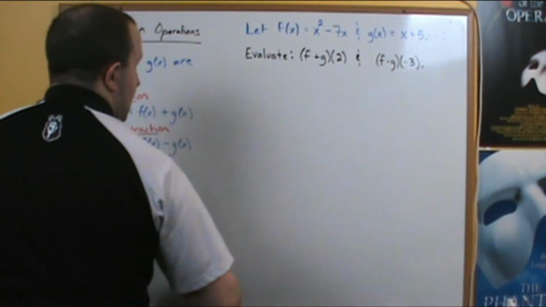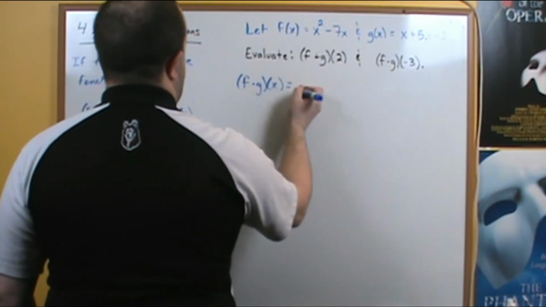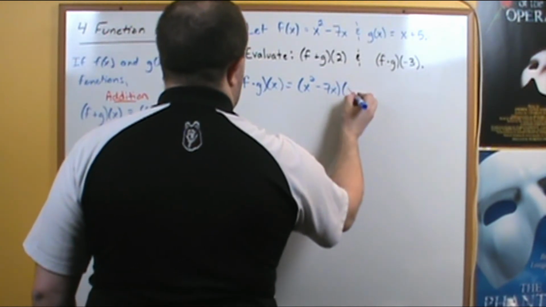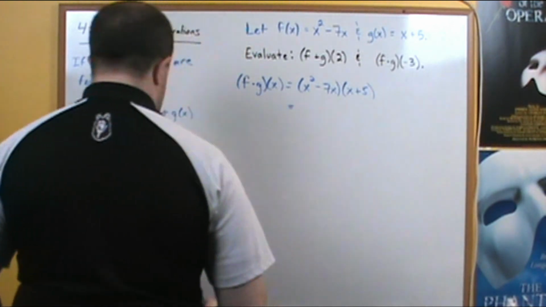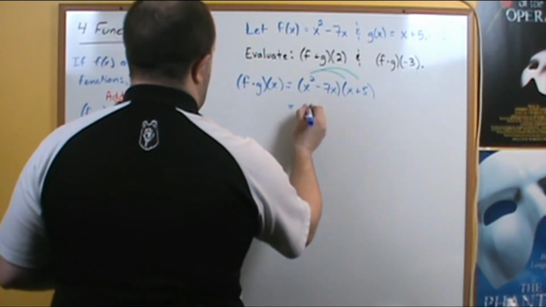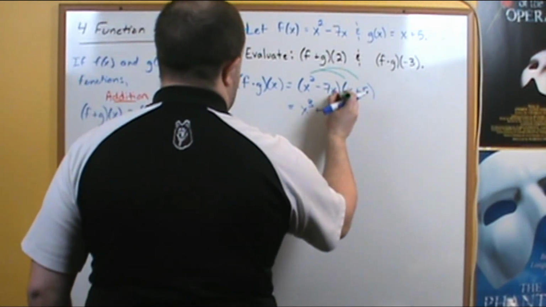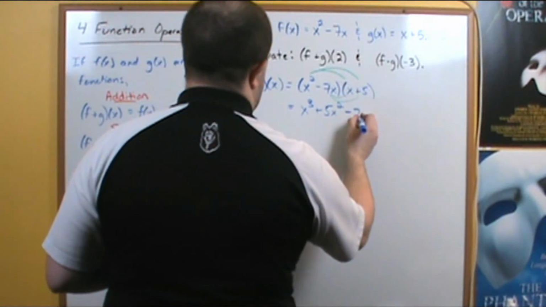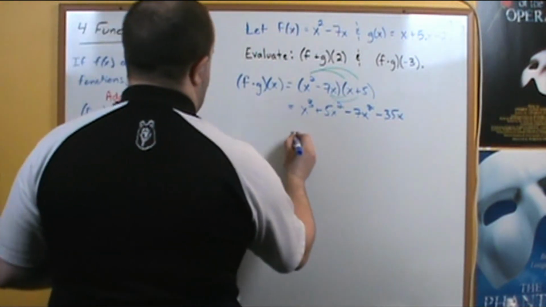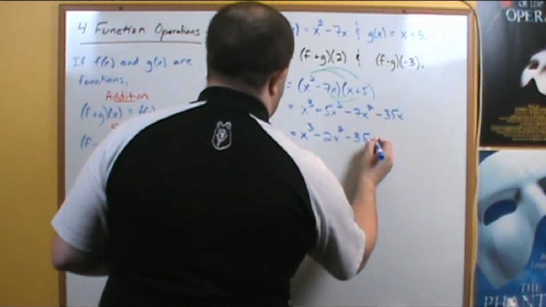Alright, so if we do f times g of x, that's going to be x squared minus 7x times x plus 5. Distributing x squared gives us x cubed plus 5x squared, and then distributing the negative 7x gives us minus 7x squared minus 35x. And then combining like terms gives us x cubed minus 2x squared minus 35x.